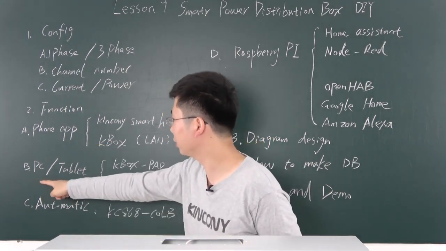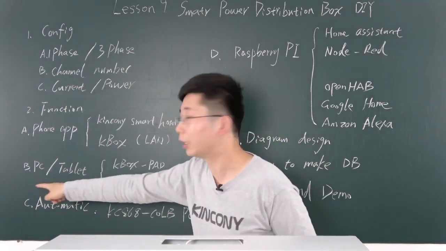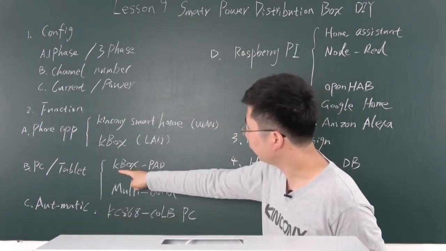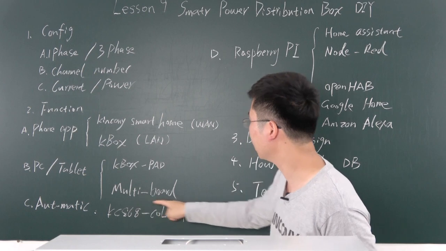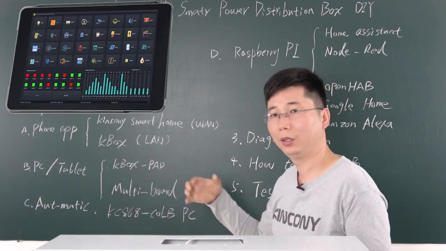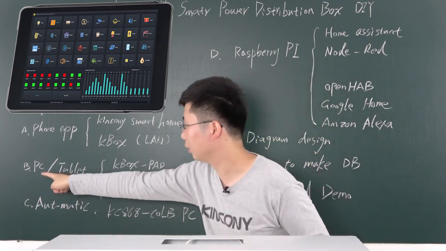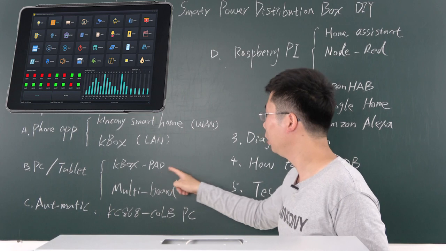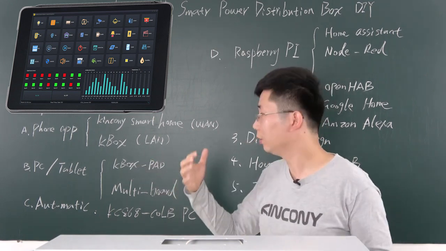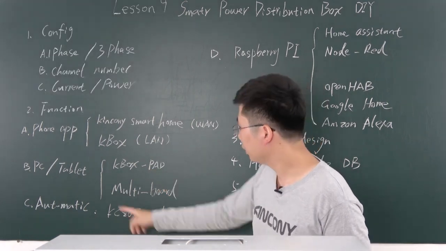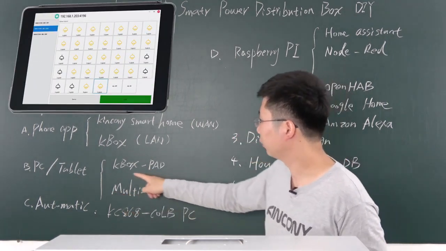And maybe you will use a PC or a tablet. The PC and the tablet have two different versions of the software. This is the keybox. The pad version can also be installed on a Windows PC operating system. This is for one device, like one logic controller and one relay controller. And this is the multi-board software.